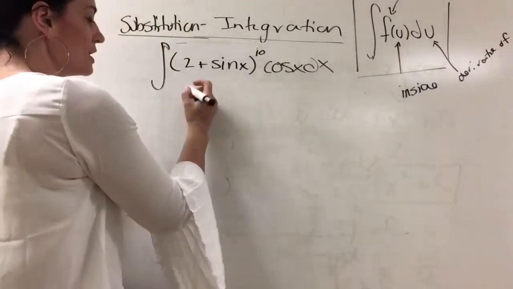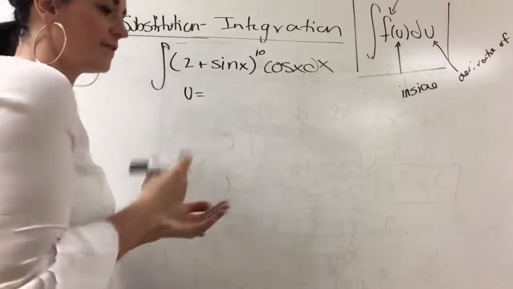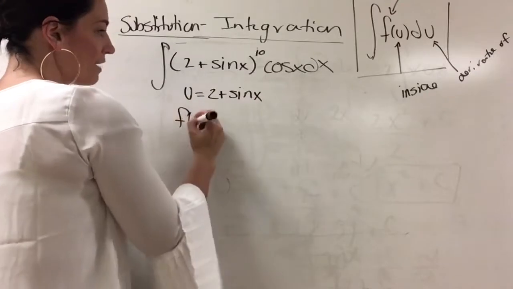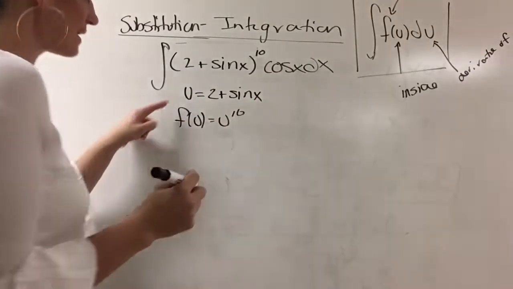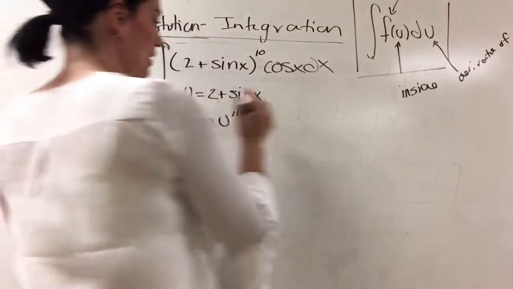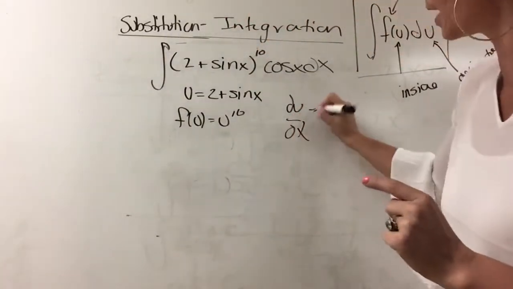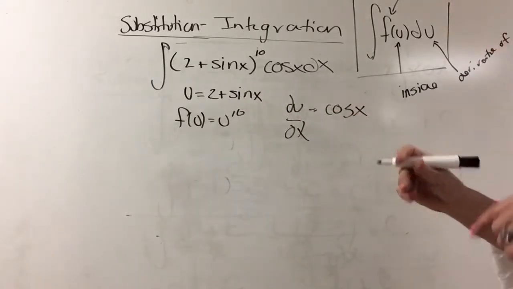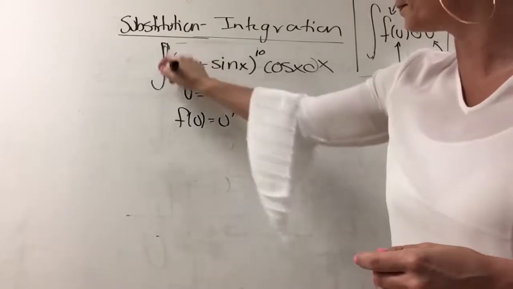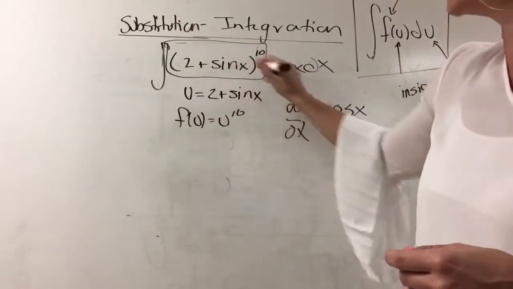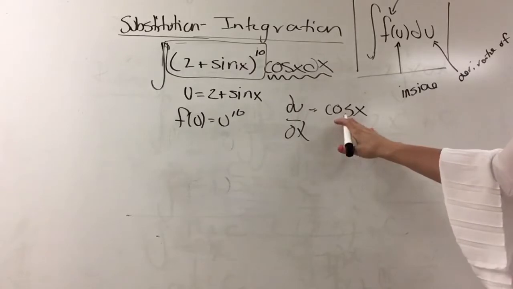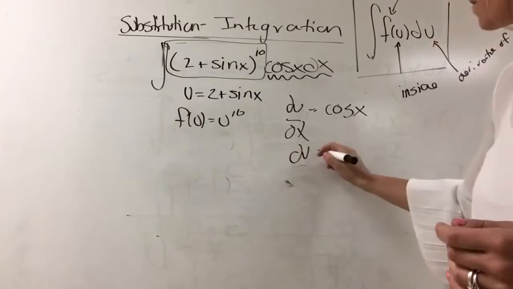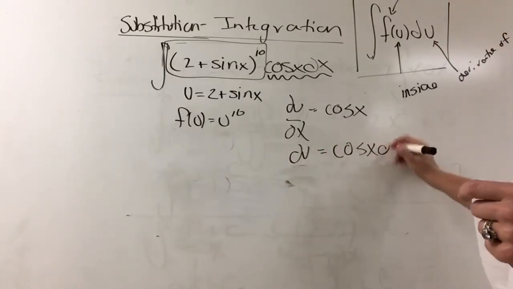So what I'm going to do is my u and du. Remember, your u most of the time is the function that's stuffed inside. So my u is 2 plus sine x, and my f(u) is u to the 10. My next step is to find du/dx of this. So apply the derivative in terms of x to either side. The derivative of sine is cos. My next step is to look and see what I have. I've already taken care of this piece with the u to the 10, so I need to rearrange this so it's cos x dx. Just multiply both sides by dx, so I end up with cos x dx.